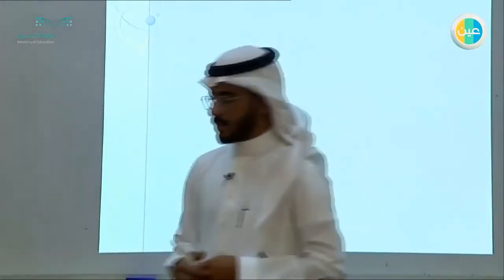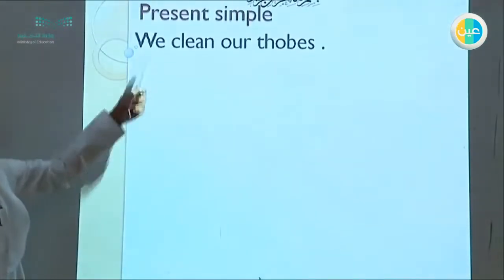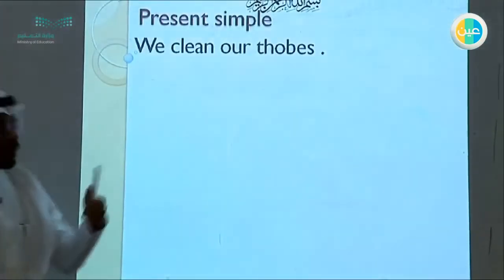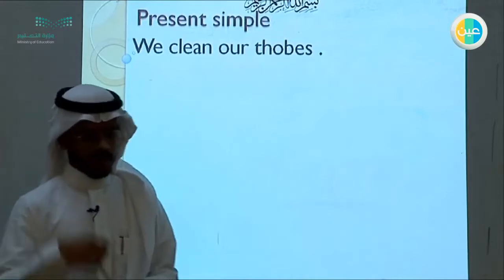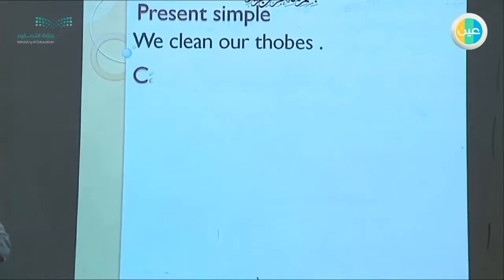Present simple. As you know, present simple, we use this tense when I talk about something that happens every day or a habit. For example, we clean our thobes. We clean our thobes. نحن نغسل ملابسنا. This is present simple. Okay, how can I change it to causative form?